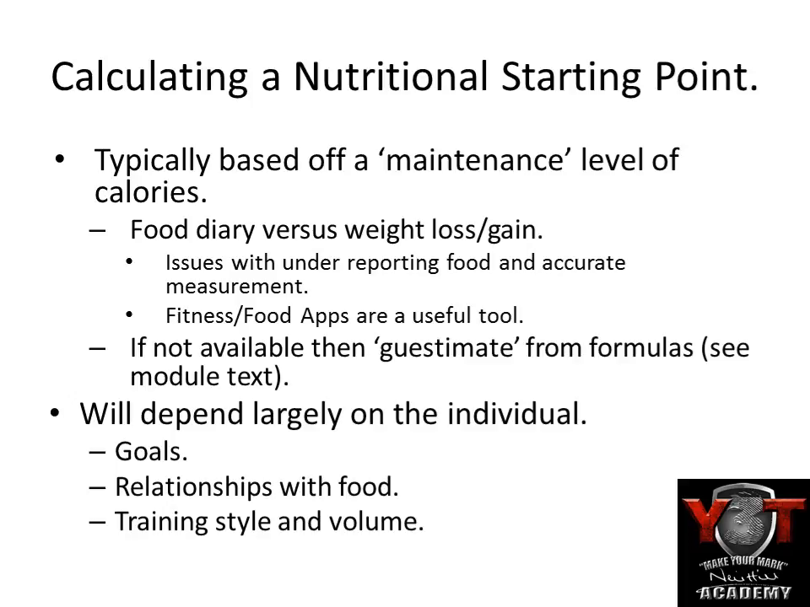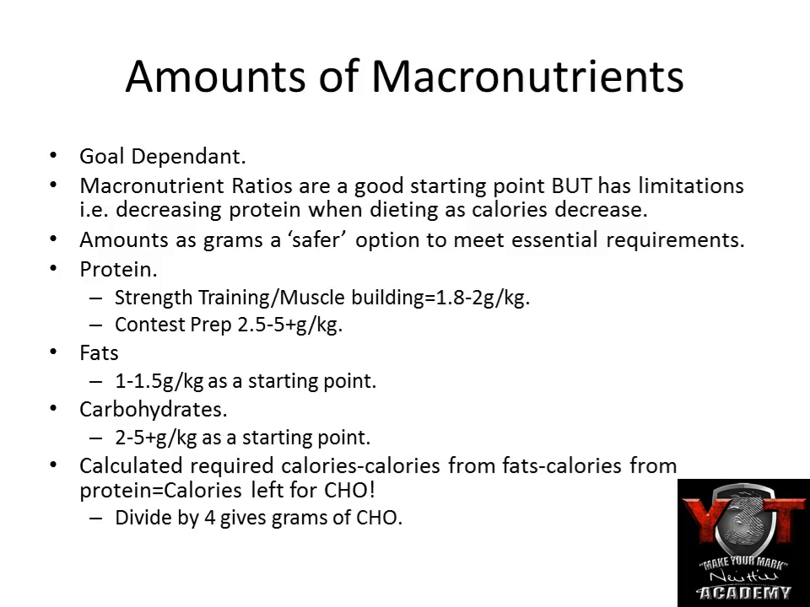So, okay, here's an example. So we'll start with the amount of macronutrients. So again, this is goal dependent. So I talked about an endurance person is going to have a different protein requirement to someone who's a strength athlete. That's going to have a different protein requirement to someone who's dieting.